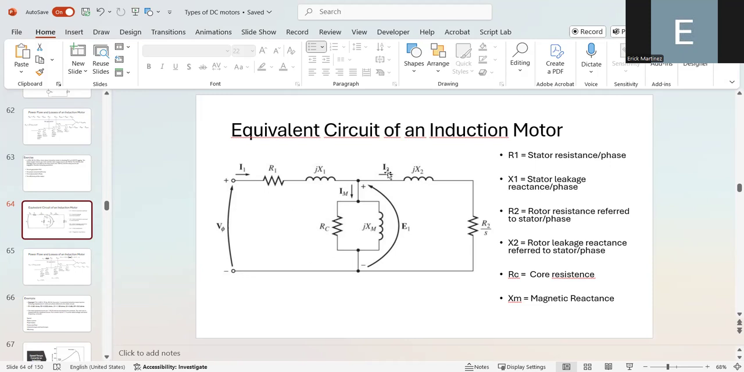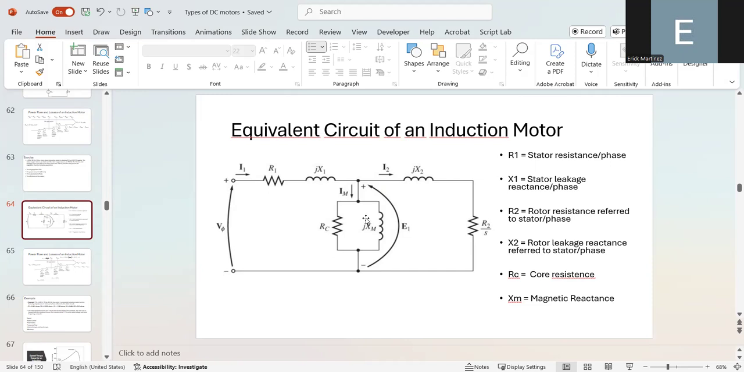Also, we have the reactance of the rotor, labeled X2, and the resistance of the rotor, R2. Notice that the resistance of the rotor is also dependent on the slip of the motor. This is important to know because if you increase the slip, you get a lower resistance, and if you reduce the slip, you get a greater resistance. Also notice that the voltage here is the phase voltage.